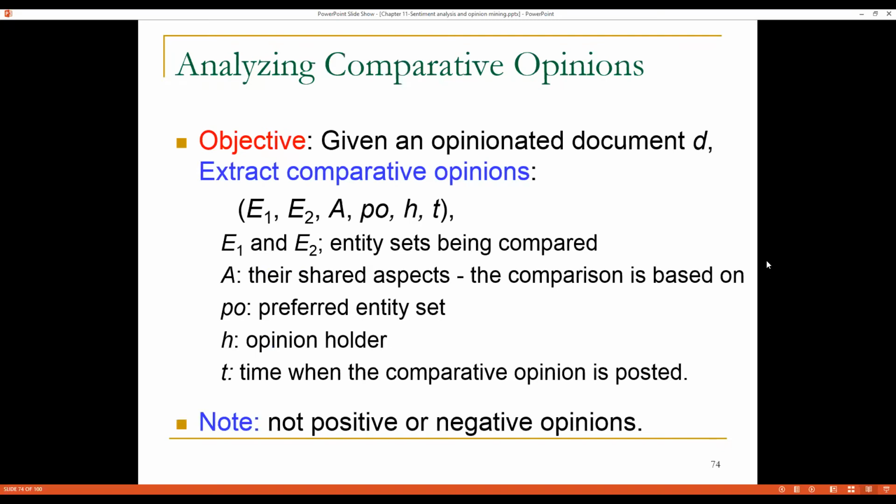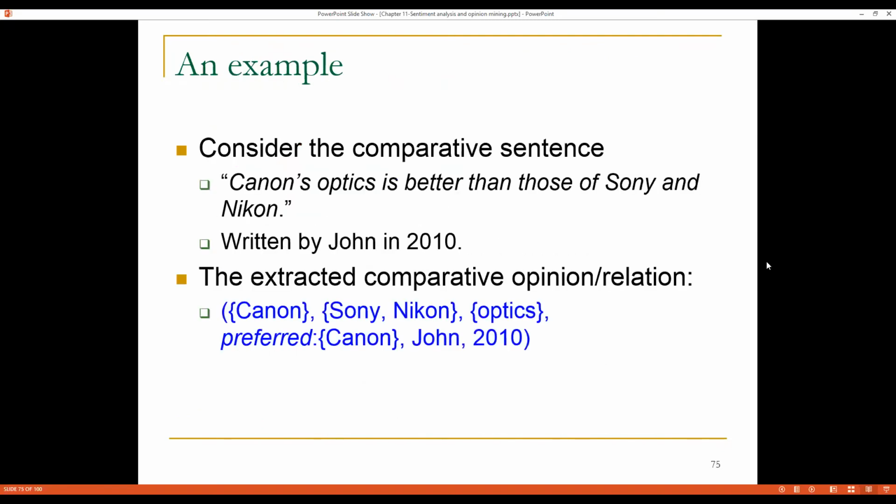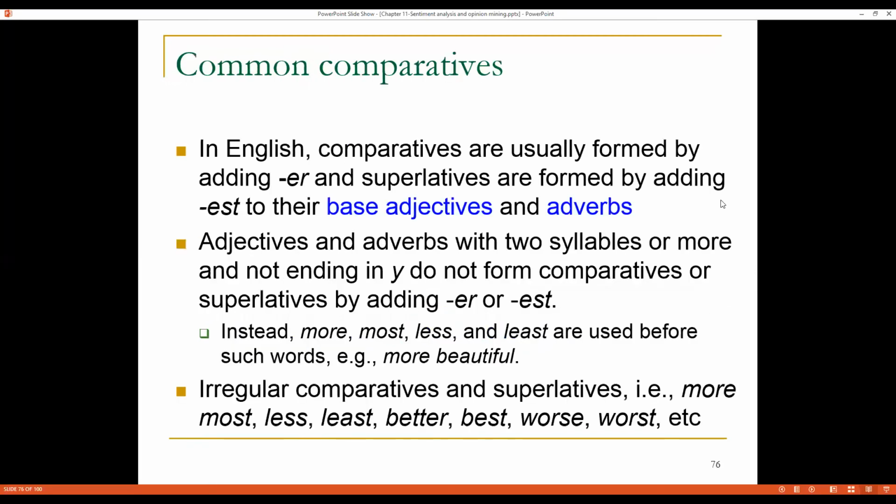Now, this doesn't involve positive or negative opinions. So for example, consider the comparative sentence, Canon's optics are better than those of Sony and Nikon. It's written by John in 2010. The extracted comparative opinion relation is shown here. Canon would be the first entity. Sony and Nikon are both considered the second one. Optics are the shared aspect. It's preferred by Canon, and John is the holder, and 2010 is the time.